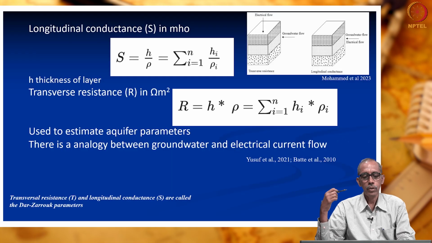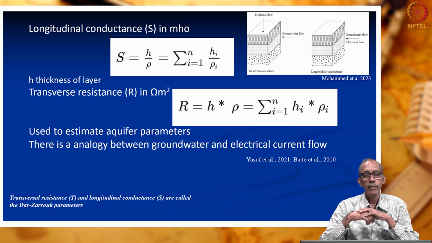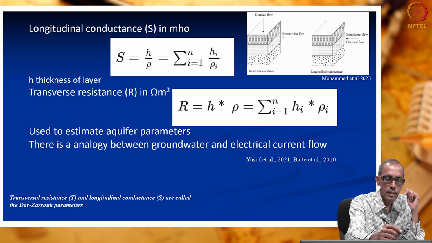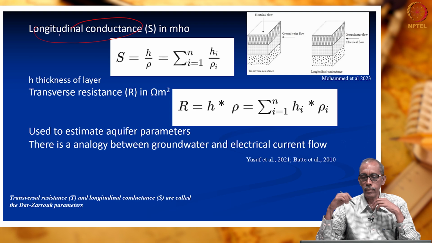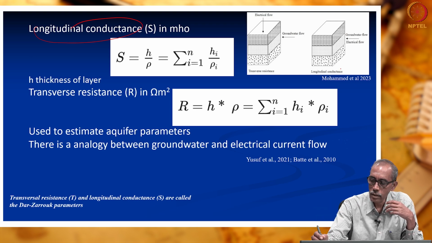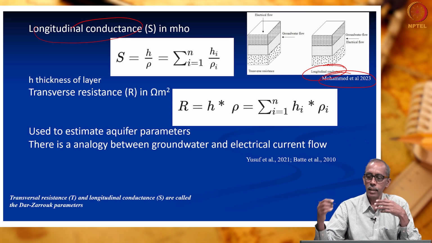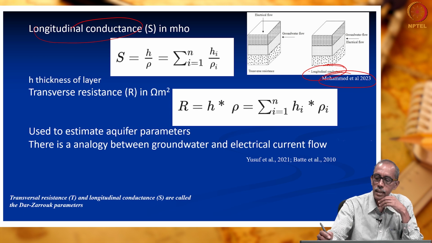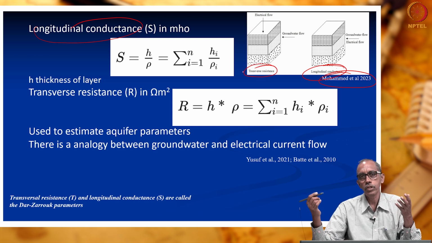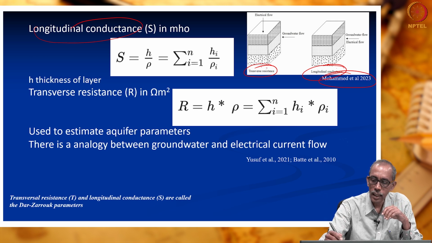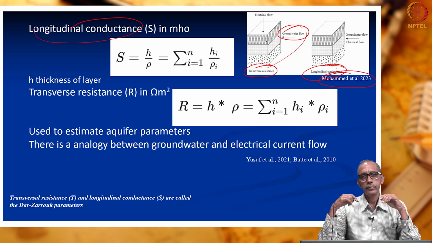We can also make use of the resistivity data to understand what is known as longitudinal conductance. So, what is longitudinal conductance? Longitudinal conductance, suggested by these people in their research article, is related to resistance. Obviously, longitudinal conductance is related to transverse resistance, which in turn is related to groundwater flow.